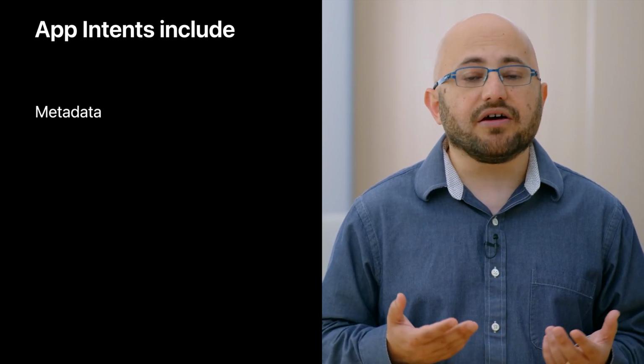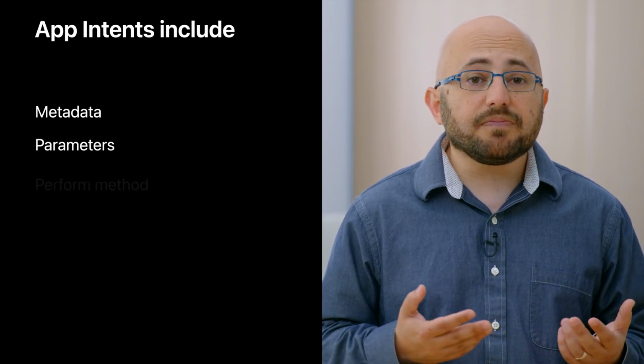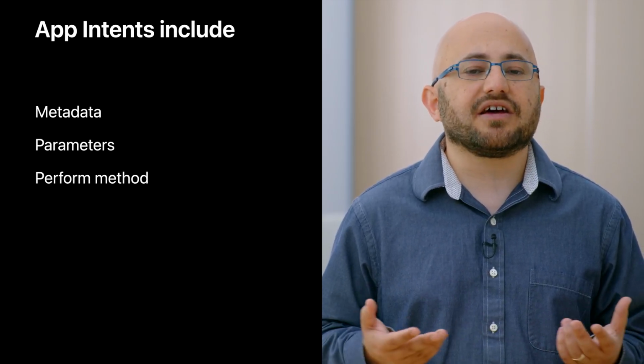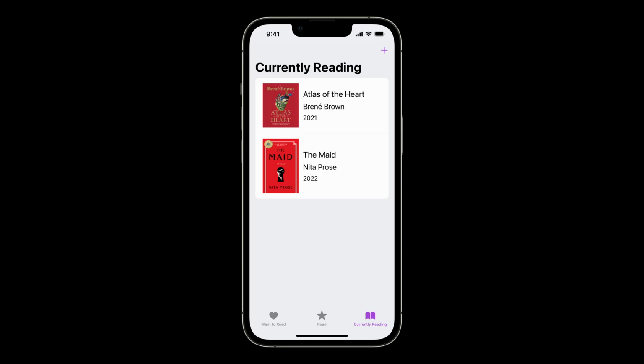An intent includes three key pieces: metadata, or information about the intent, including a localized title; parameters, which are inputs that the intent can use when it's run; and a perform method, which does the actual work when the intent is executed. Our starting point today is this library app. Since I'm a huge bookworm, it's all about tracking books I've read, want to read, or I'm currently reading. Each category is shown in a separate tab of the app that I call a shelf. My users visit the currently reading shelf all the time, so I'm going to expose an app intent to make opening it quicker and more convenient.